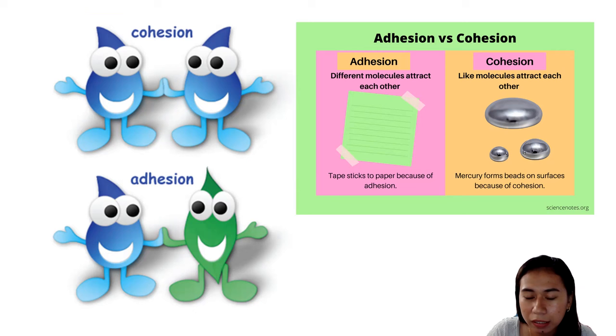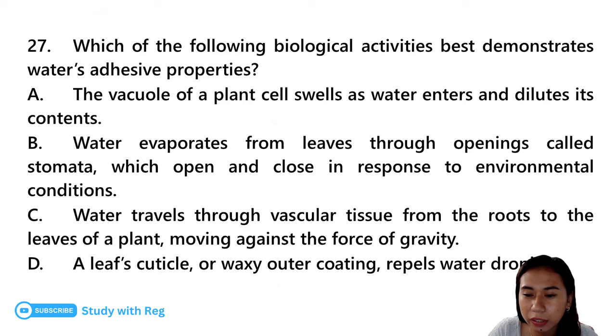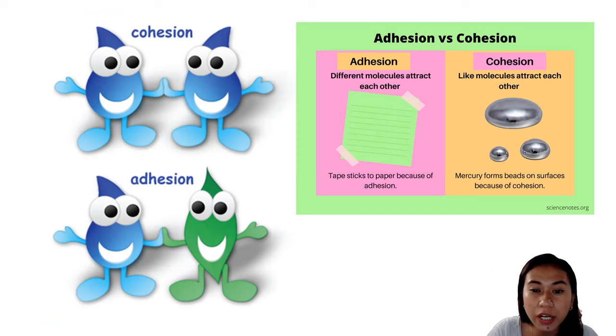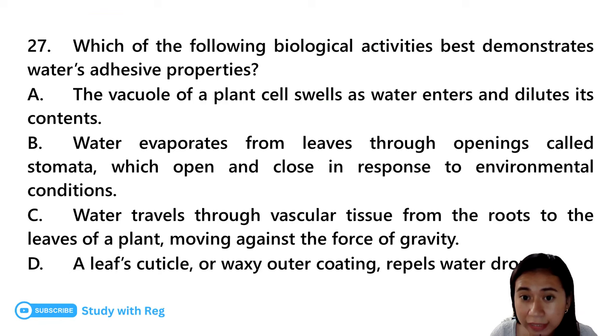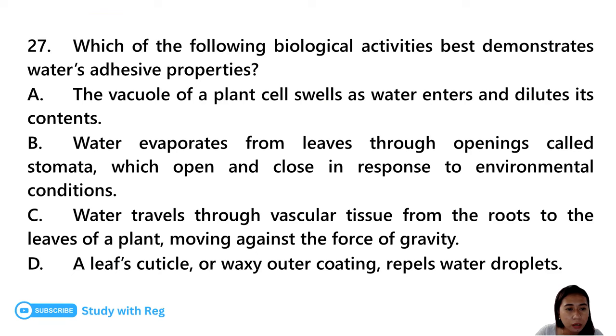Alright? Sige, 27, we're almost done. We only have 30 items. Okay, so 27, which of the following biological activities best demonstrates water's adhesive properties? Adhesive. Ano nga yung adhesion? Different, no? Different water molecules. Is it A, the vacuole of a plant cell swells as water enters and dilutes its content? Letter B, water evaporates from leaves through openings called stomata, which open and close in response to environmental conditions?